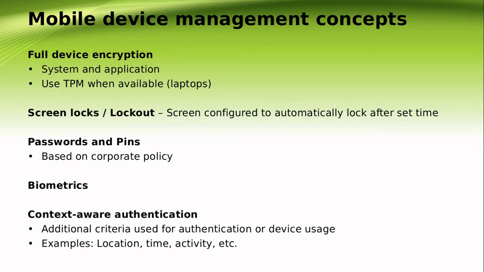System and applications should use TPM when available. Screen locks and lockout: these features must be configured so the screen automatically logs out after set times. This is a very important one. Then password and PIN are also very important, and biometrics, contextual authentication: additional criteria used for authentication or device usage. Examples: location, time, activity, etc.